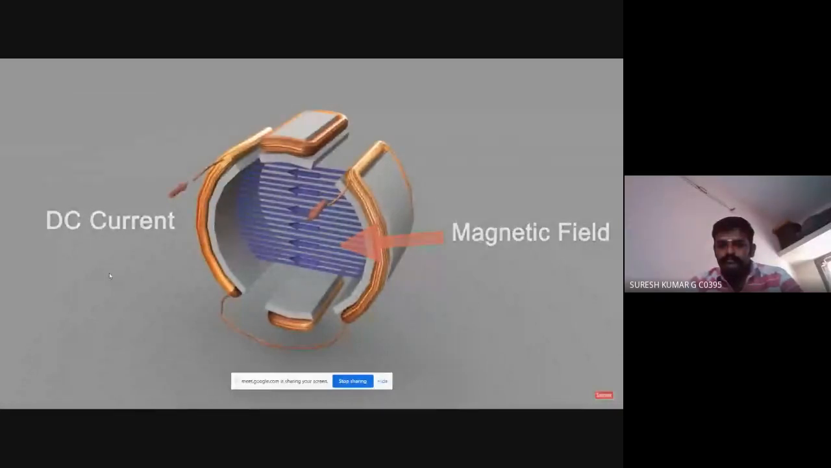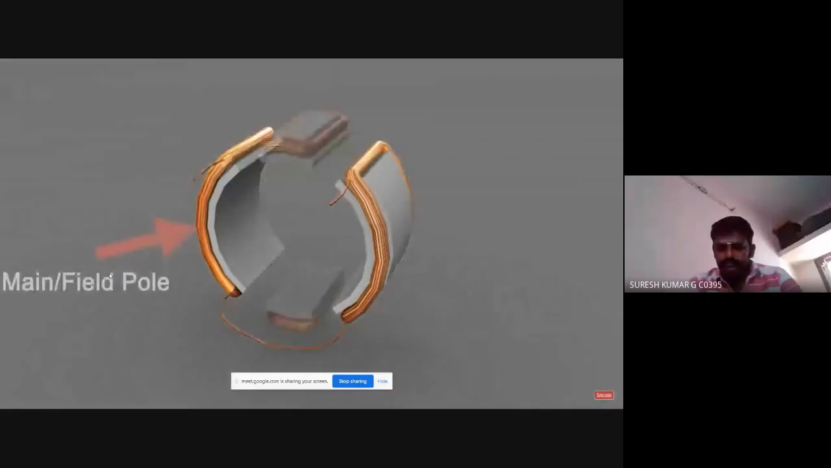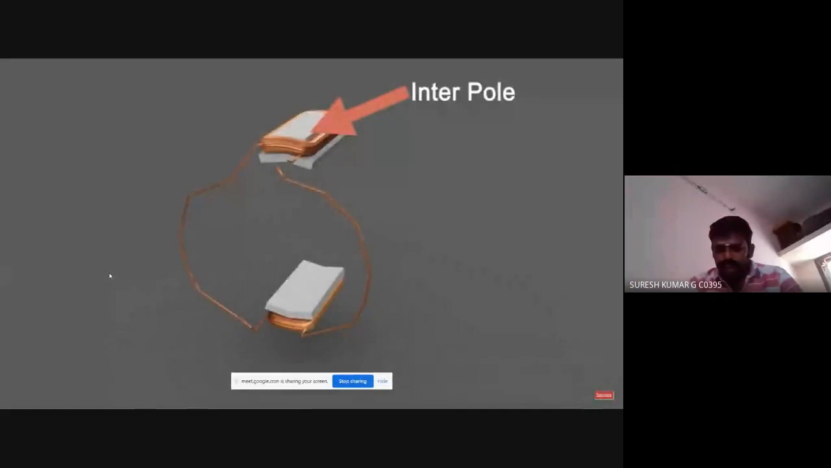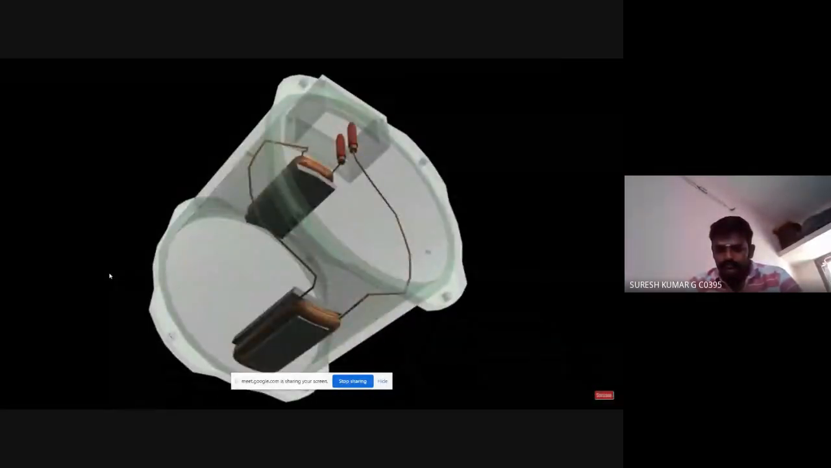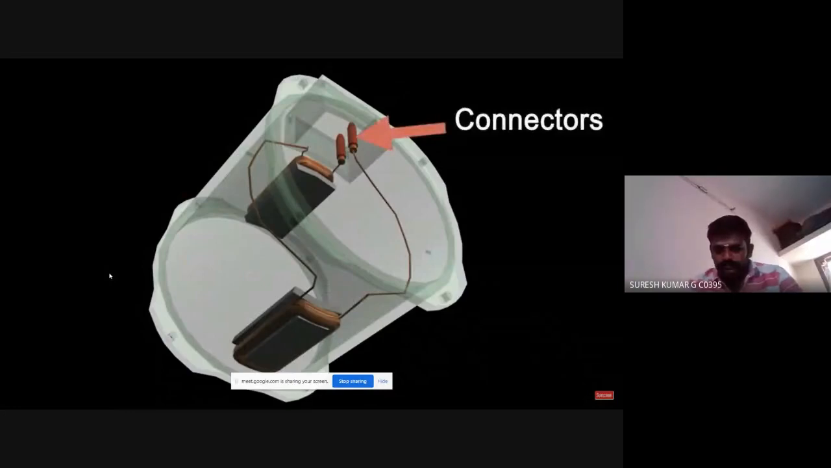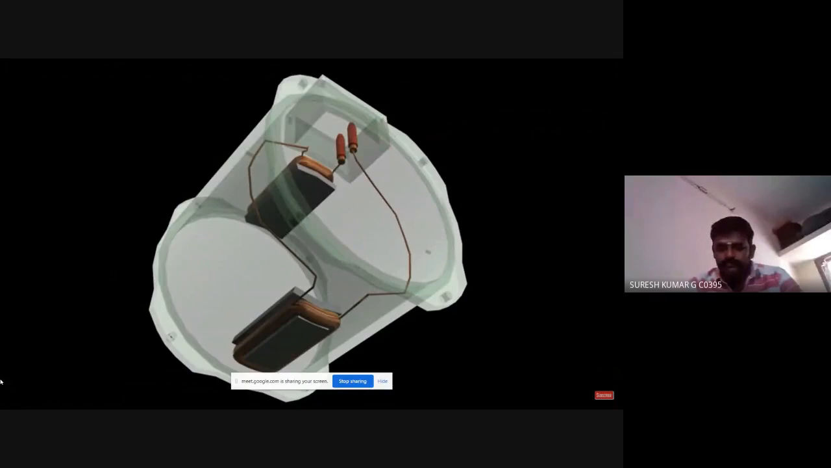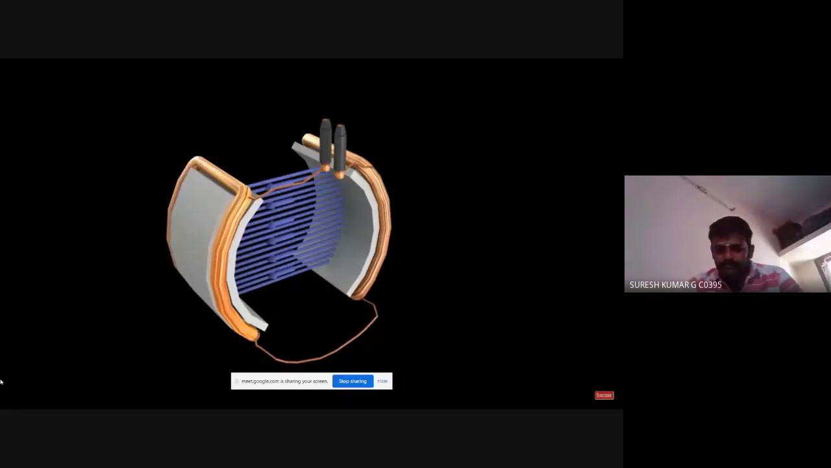There are two sets of poles in a DC machine, main or field poles and interpoles. The connections of these poles are then brought outside through connectors in the terminal box so that we can give electric supply to them and even check for faults. Main poles create a static magnetic field when current is passed through their winding.